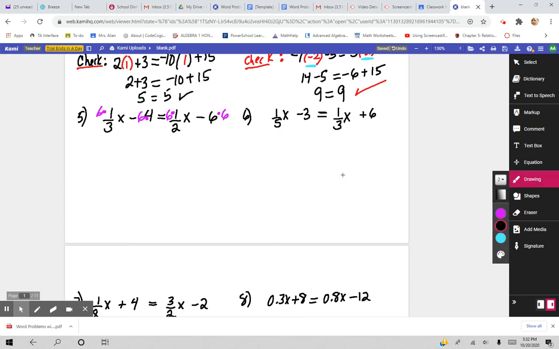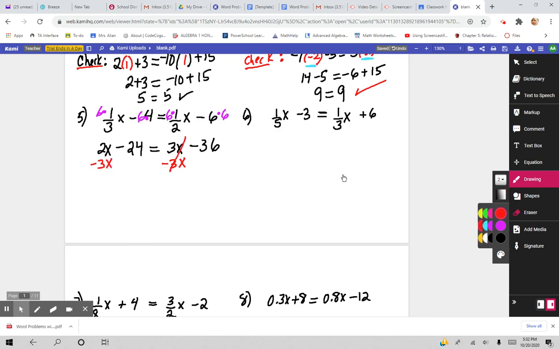Okay, so 6 times 1 is 6. Divide that by 3, that's 2x. 6 times 4 is 24, so it's going to be minus 24. 6 times 1 is 6. Divide that by 2, that's 3x. And 6 times 6 is minus 36. Okay, so it looks like the previous problems once we got rid of the fractions. So now let's get all of our x's on one side. Let's subtract 3x from both sides.